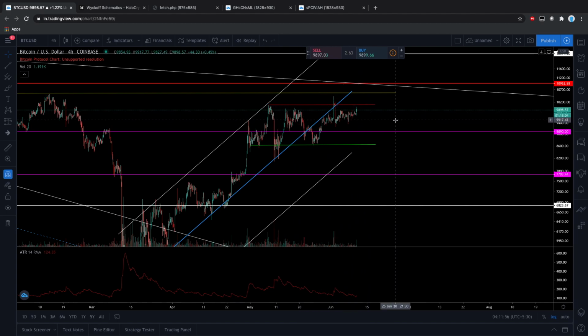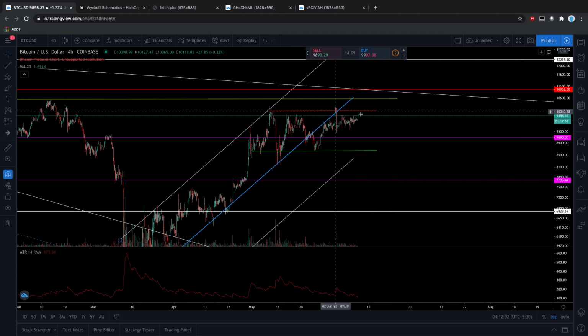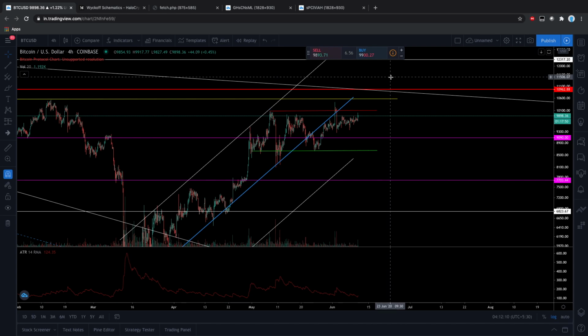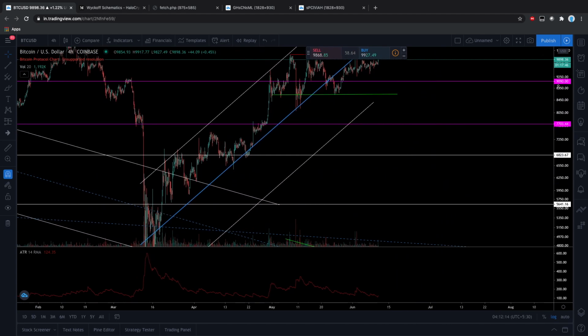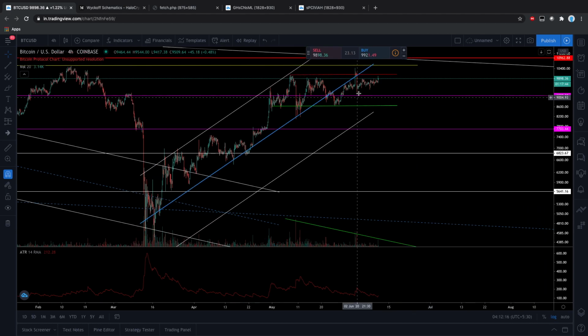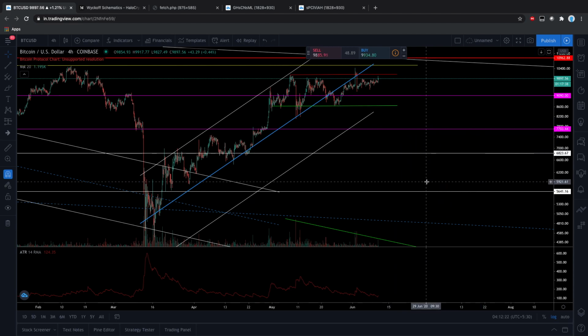As you can see, the market has been ranging. In most of the cases, it will either break upwards like here, and then come back to retest, and then continue in the direction of the breakout. Or even if it breaks down, it will come back to retest and then continue downwards.